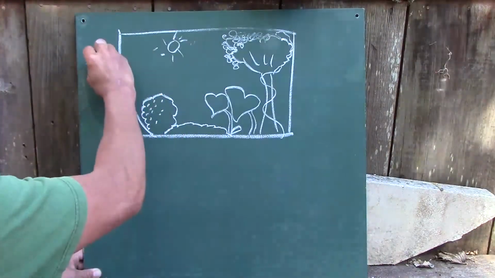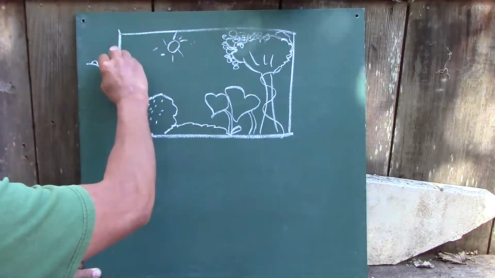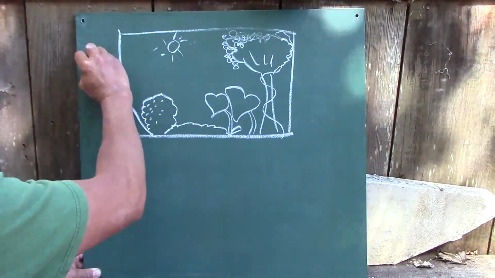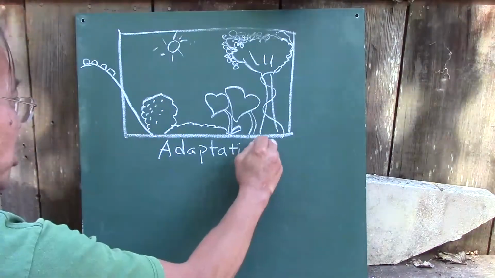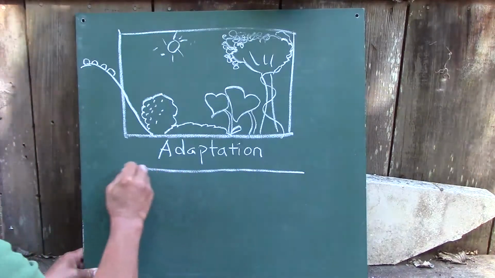I'm gonna go live up high on the mountaintop where nobody else wants to grow. I'll stay short and small and be happy as can be. So the forces of adaptation also play a key role in terms of plant distribution.